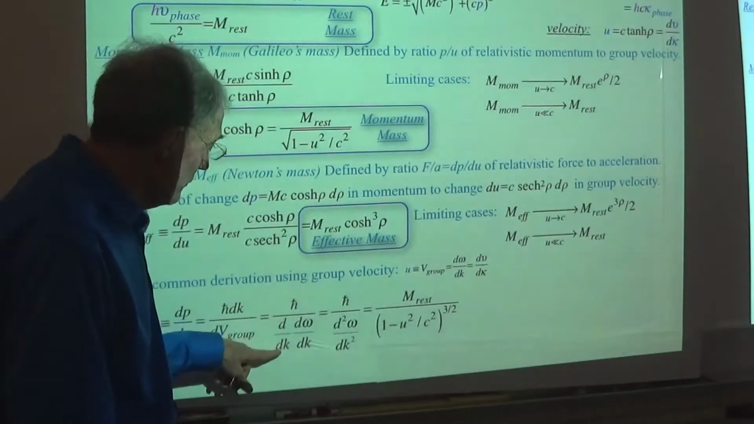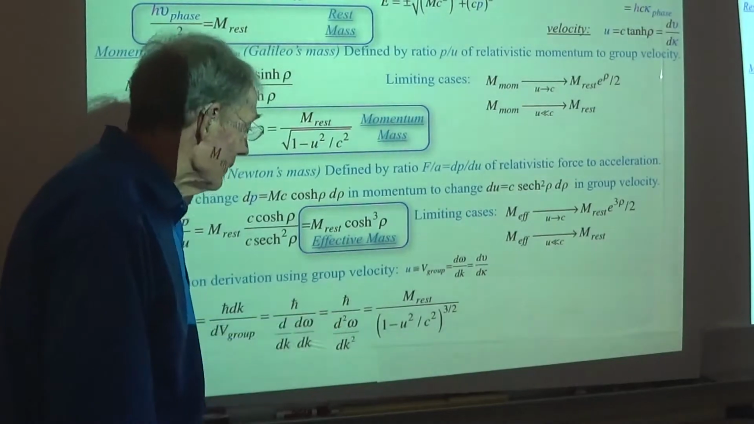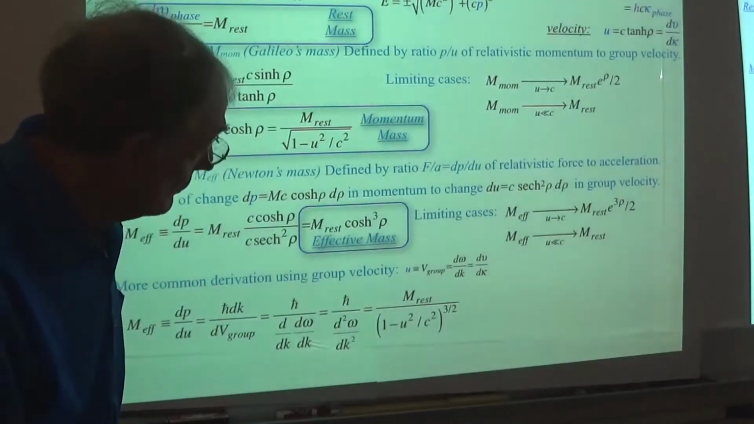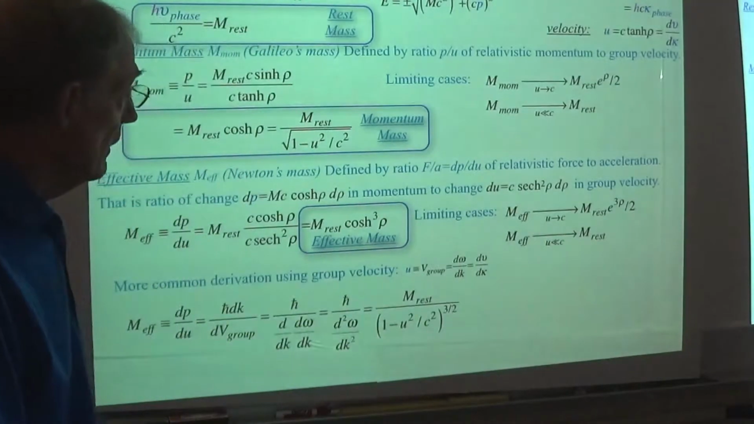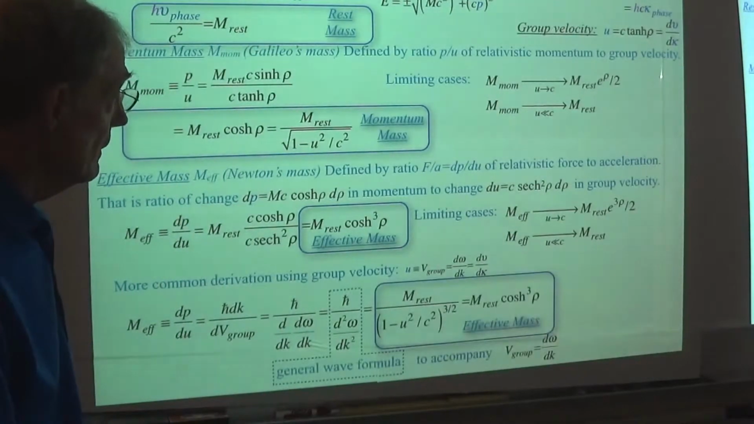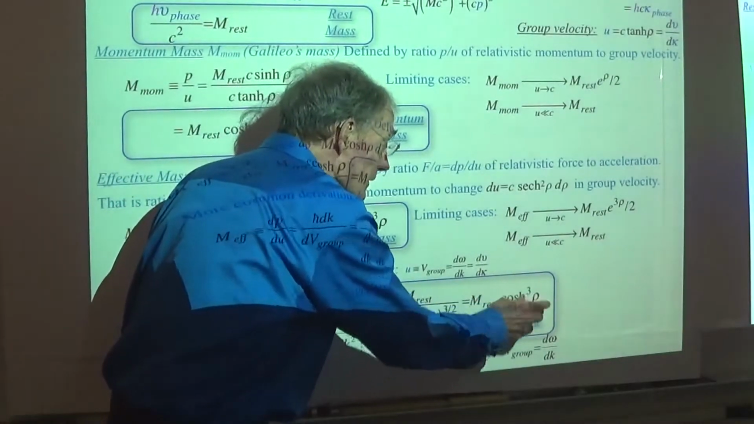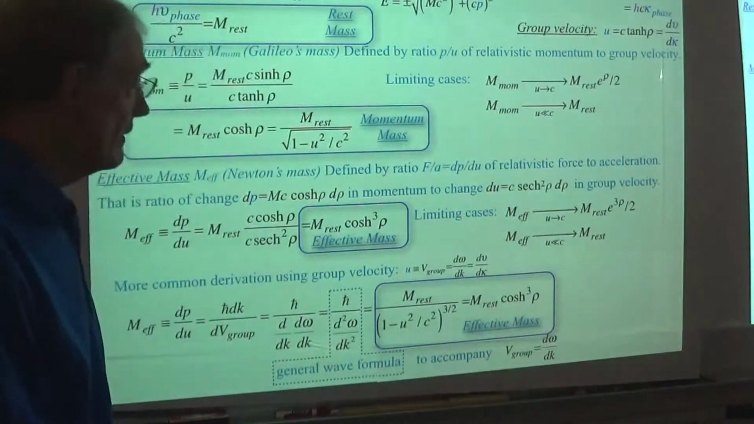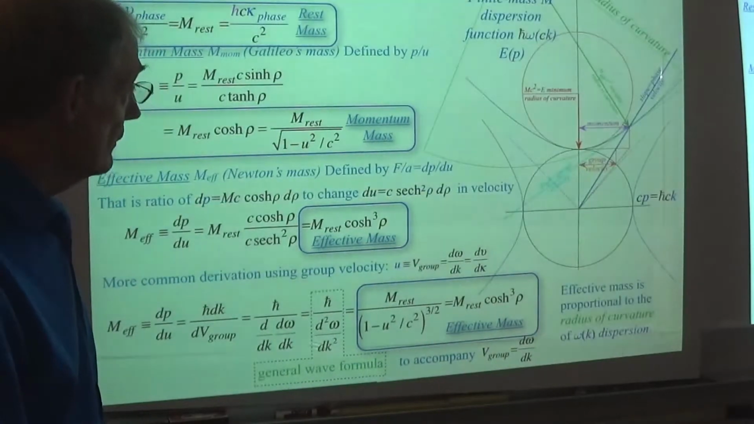Well, that's the derivative with respect to k of d omega/dk. So I end up with a double derivative of the omega with respect to k that goes with that, and there's the old-fashioned formula right there, the relativity formula that has the rest mass times the hyperbolic cosine cubed. And that's pretty neat. Now there's better ways to do some of this.